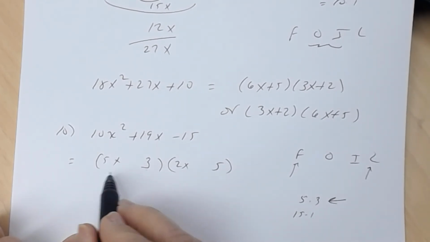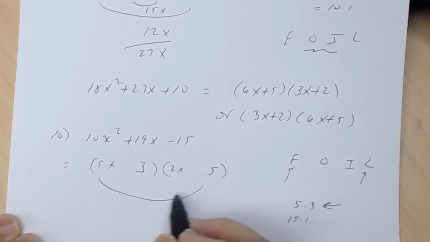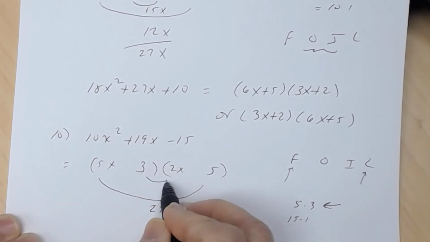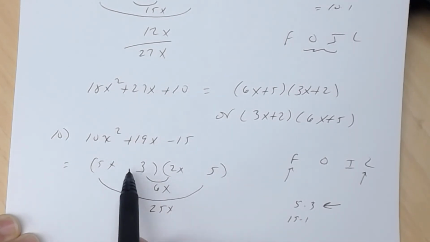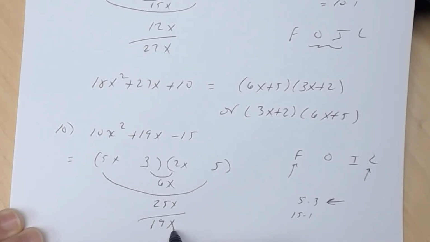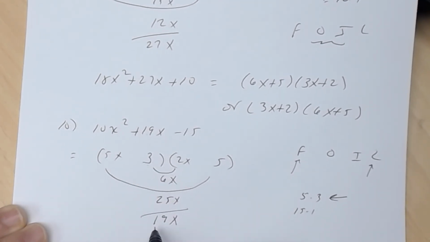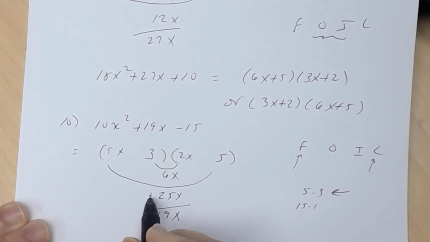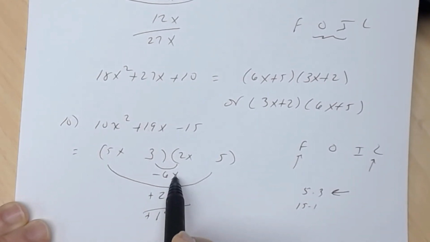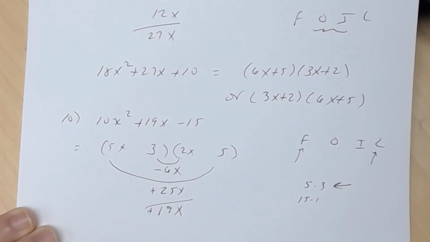Okay, now let's see if this is correct. To see if that's correct, look at the outer. So the outer is 25x, and the inner is 6x. Now remember, these signs are going to be different. So since they're going to be different, let's go ahead and subtract these. Is 25x subtract 6x going to give me 19x? The answer is yes. All right, now, but I want a positive 19x. In order to get to a positive 19x, this has to be positive, this has to be negative. A negative 6x and a positive 25x has a positive 19x.